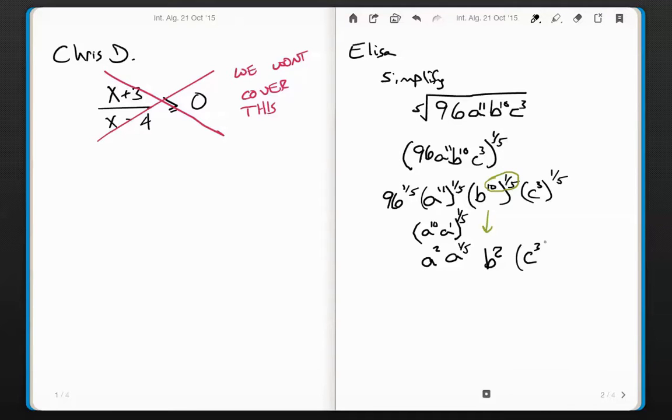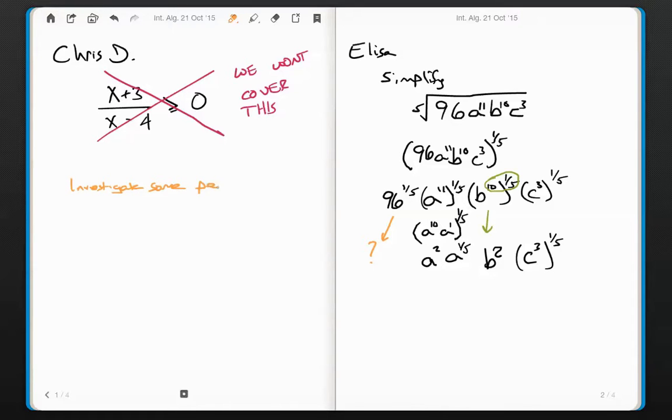And that's that. Now, the one thing I've been kind of avoiding is this guy here, right? 96 to the 1/5. What am I going to do with that? So let's put a big orange question mark by here. And I'm going to run over here and do a quick side note. So let's investigate some perfect fifth powers.